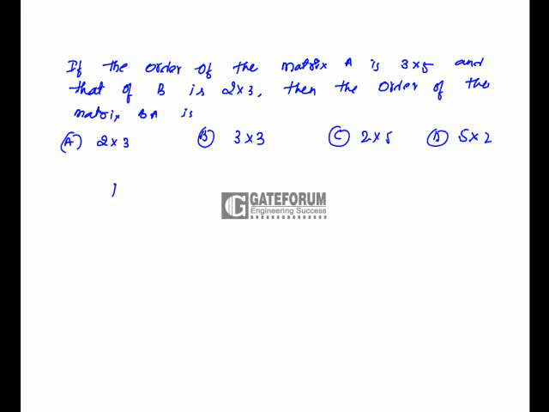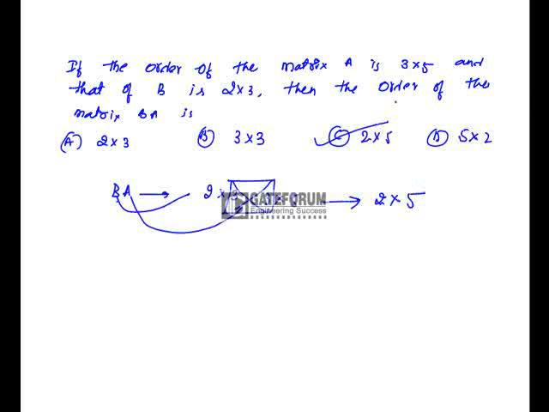Order of the matrix BA, whereas the order of B is given as 2 by 3 and the order of A is given as 3 by 5. So we know that columns of the first matrix must be equal to rows of the second matrix. So if we cancel them, then the required answer is 2 by 5, which is option C.